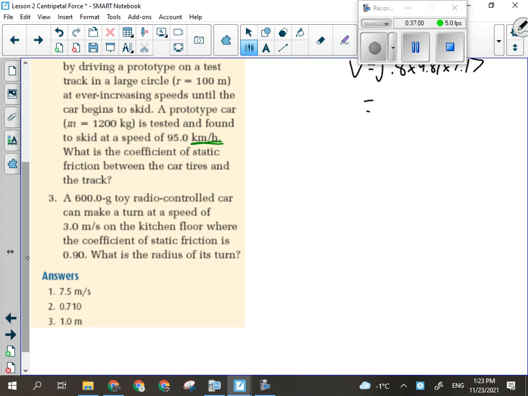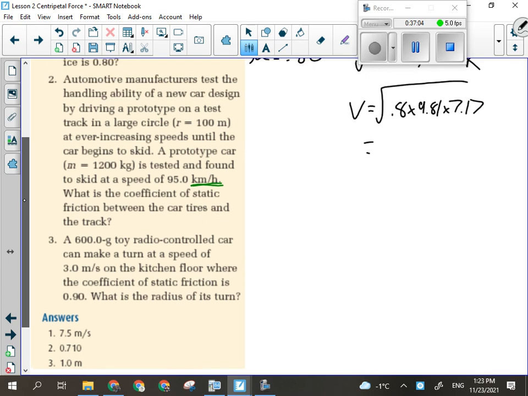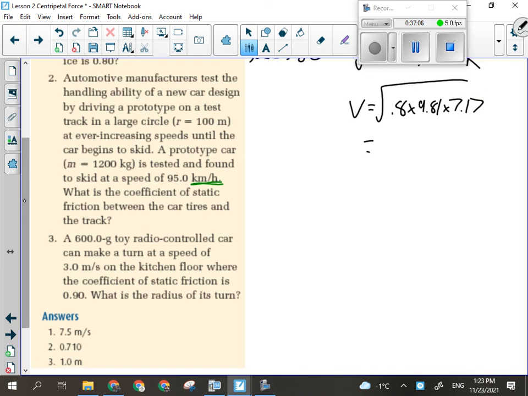Questions on number 1? How are we doing on number 2? How many people have done 2? Let's have a look at 2 then. Number 2, same thing. It's still an unbanked corner, so we still have the force of friction providing the centripetal force. Just this time they're asking us to calculate mu, and they're giving us speed instead.